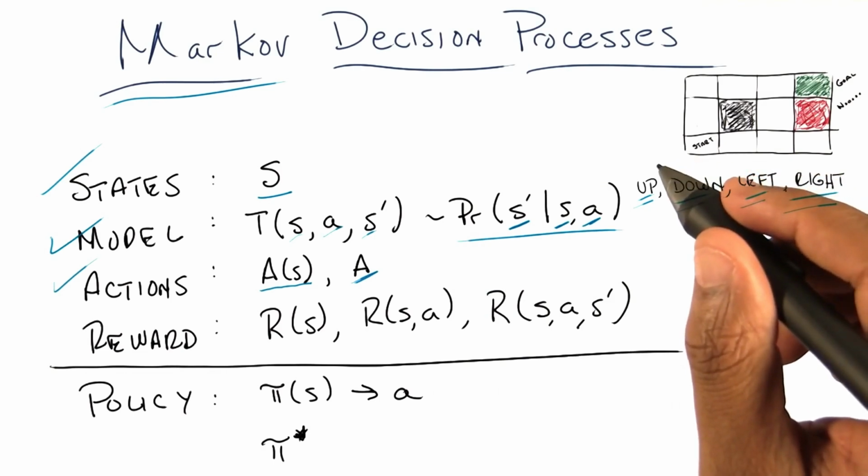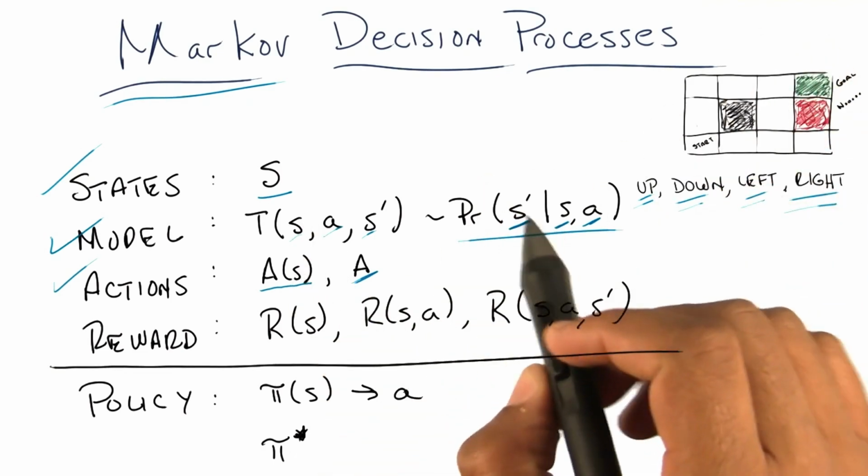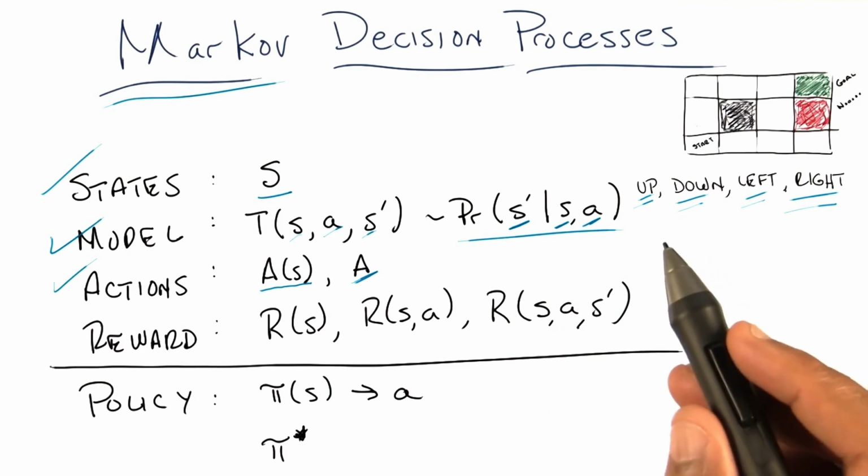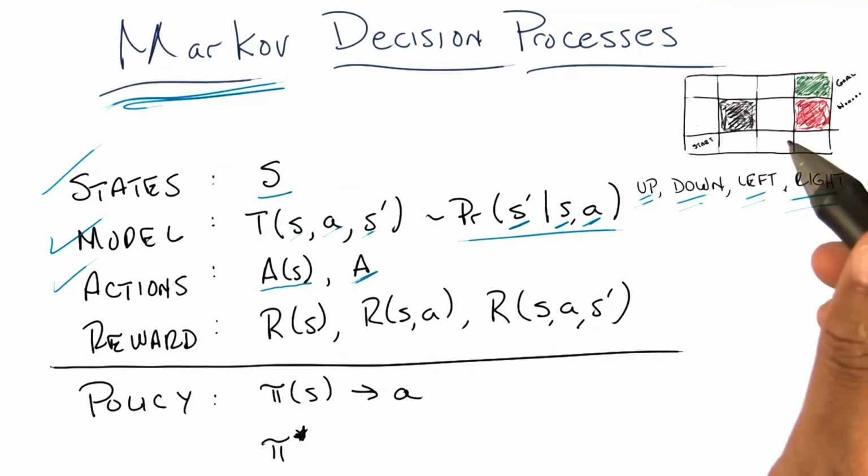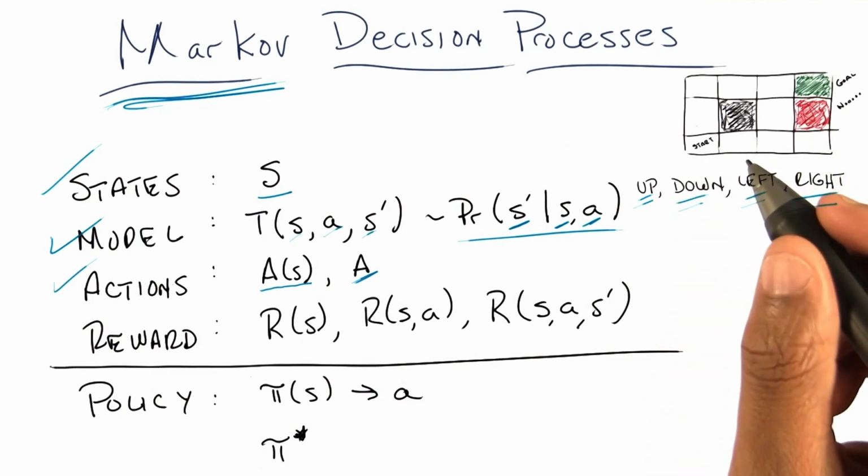Gotcha. Now, I actually snuck something important in here. I actually stuck two things that are important in here. The first is what's called the Markovian property. Do you remember what the Markovian property is, Michael?